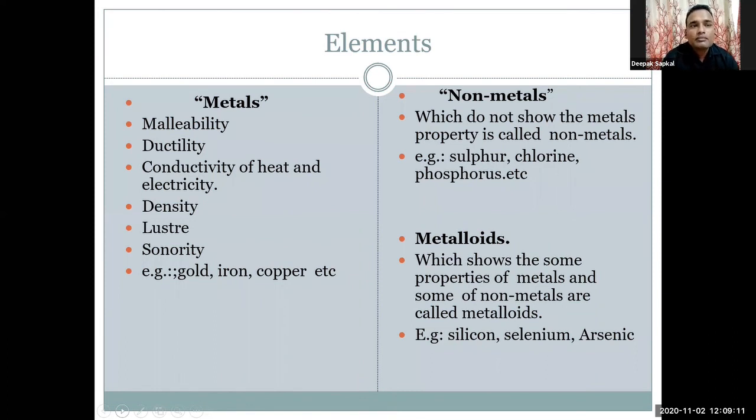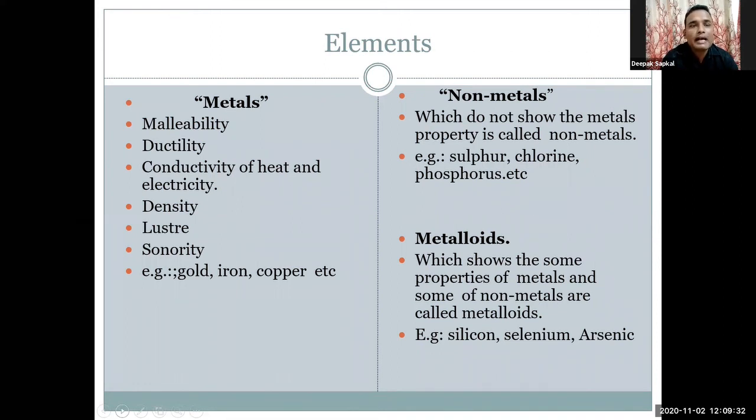Then luster. Luster means sparkle: metals which have luster have sparkliness and glitter. And the last one is sonority. Sonority means the clear sound of the metals. These are the properties of metal.